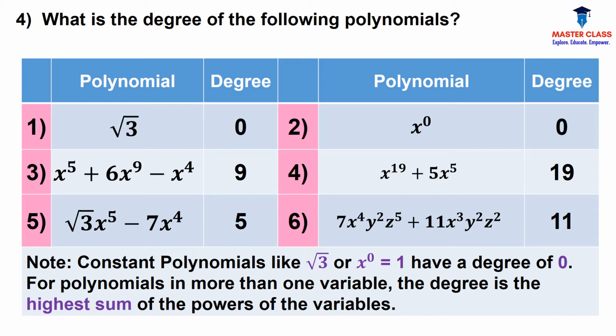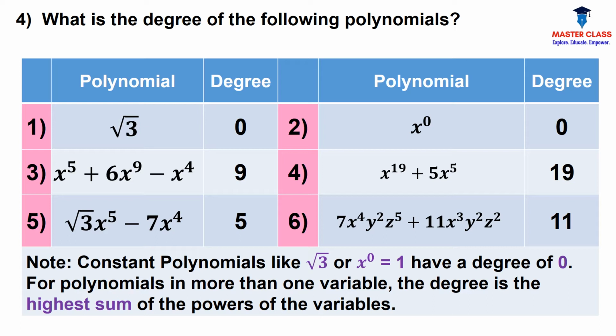The next polynomial given is x raised to the power of 0. Here it will be seen that a variable is mentioned with exponent 0, since x raised to 0 is equal to 1 and since 1 is a constant, this is a constant polynomial and its degree is 0. The next polynomial given is x raised to 5 plus 6x raised to 9 minus x raised to 4. Here the highest power of the variable is 9. Therefore, the degree of this polynomial is 9.